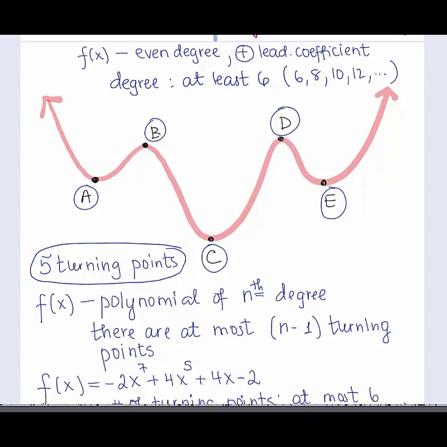Let me go ahead and highlight the important phrase in this definition. There are at most n minus 1 turning points, and that property is going to be very useful when we're trying to determine the graph of a polynomial, or trying to come up with characteristics of polynomials based on the sketch.